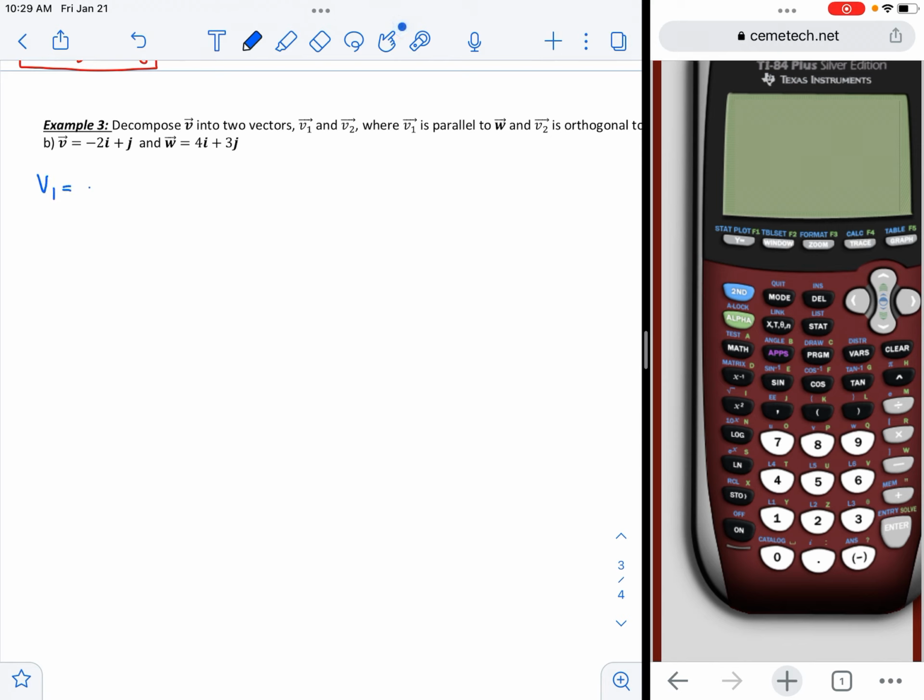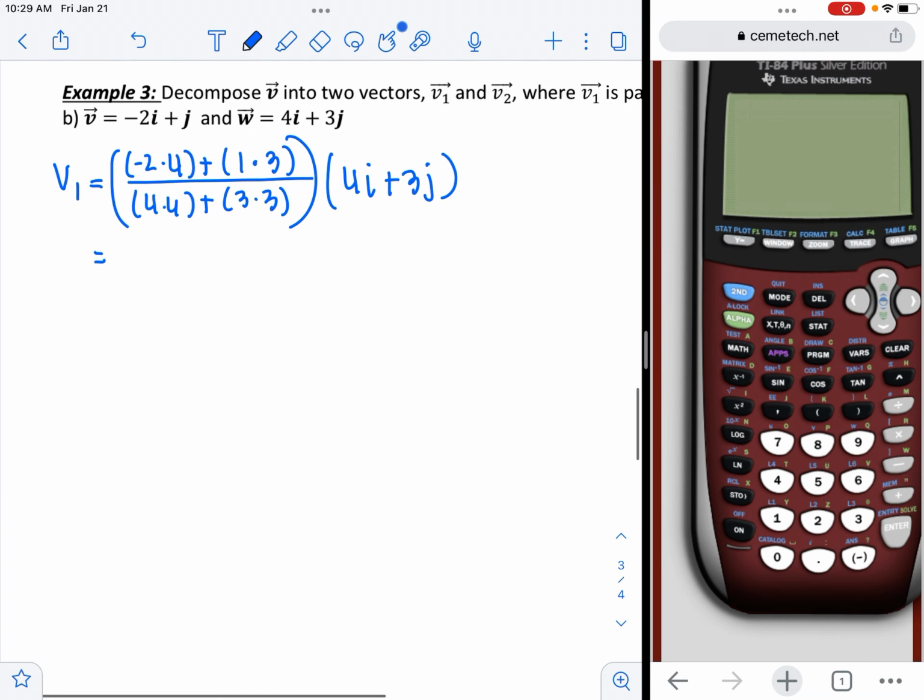All right, so v1 is the dot product of the two vectors, so -2 times 4 plus 1 times 3, divided by the dot product of w with itself, 4 times 4 plus 3 times 3. Multiply that by vector w, 4i plus 3j. All right, so let's get this all cleaned up here. So that's -8 plus 3, which is -5.